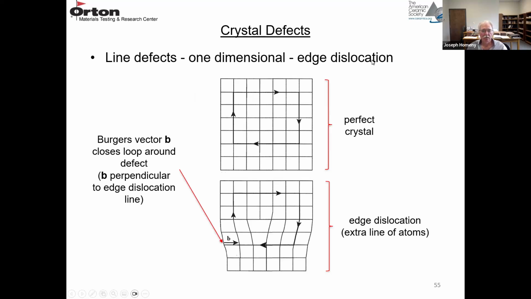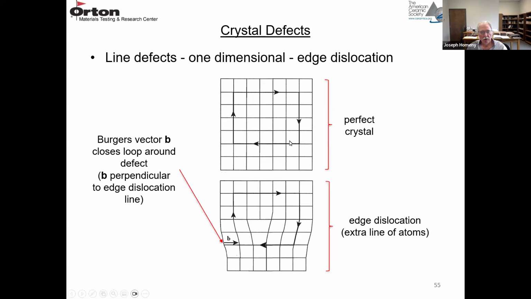The one-dimensional defects are dislocations. This is an edge dislocation. So this is a perfect crystal structure. And then when we have an edge dislocation, we have this extra line of atoms. So you can see that there's an extra line here. And then this vector b is known as the Burgers vector. It just closes the loop around the defect.